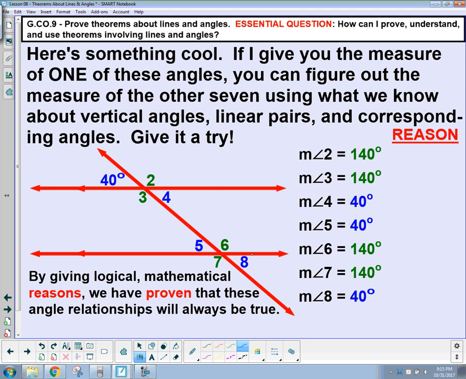Now, being that this is a test question, if we messed up just one of them, could that potentially cause a chain reaction? Yes, it could. So be careful.